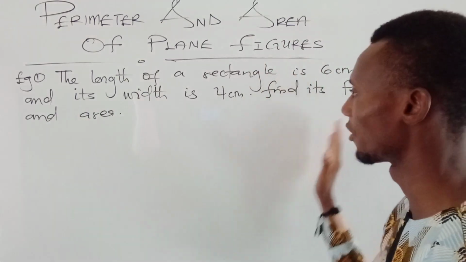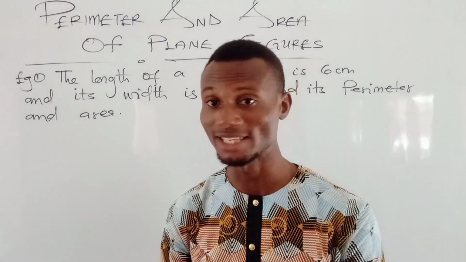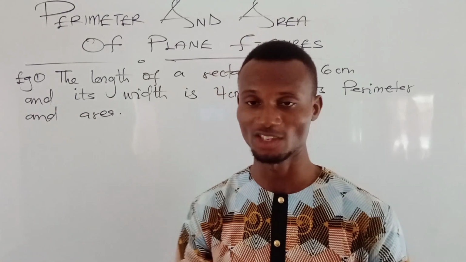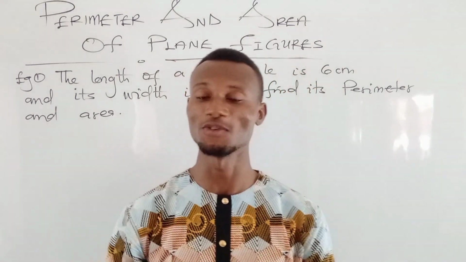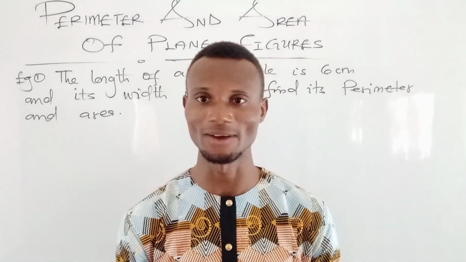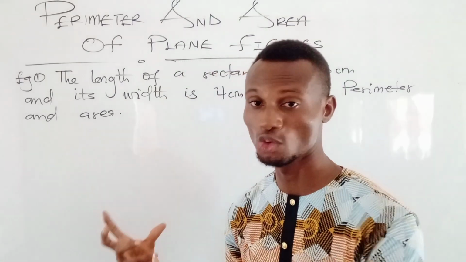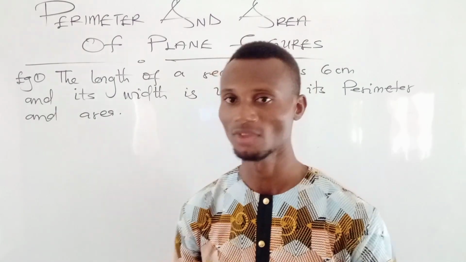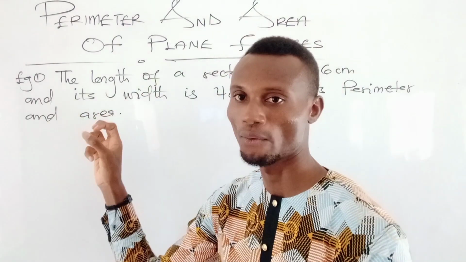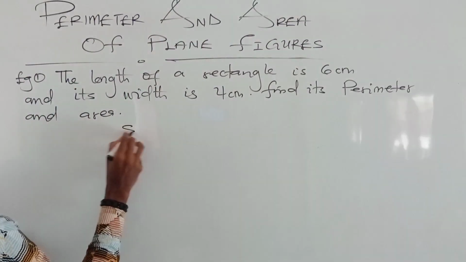It says find its perimeter and area. So the question is asking us to first find the perimeter of the rectangle, and afterwards we should find the area as well. So we are finding two things: we are going to find the perimeter of the rectangle, then we'll find the area of the rectangle. That is what the question is asking us to do. Now, after reading and understanding what the question is asking us to do, let's read again and extract all the information. Every piece of information given in the question, we are going to write down. Let me write my solution and let's do it together.